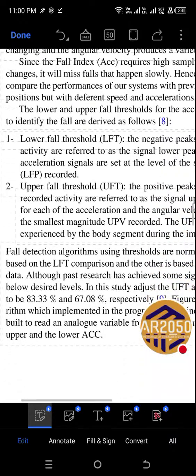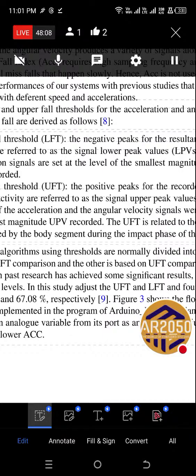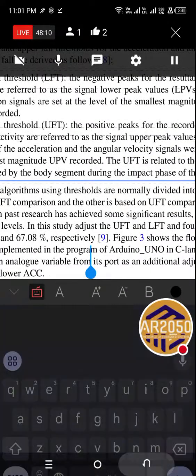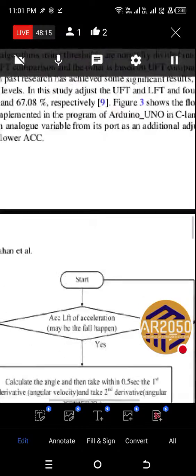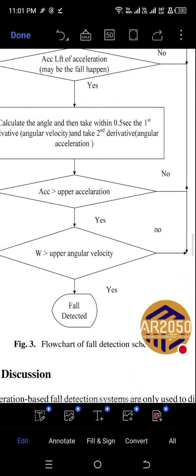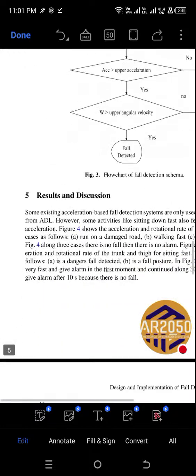Okay, lower fall threshold, the negative peak for the results. So this is the overall flow chart. It starts with acceleration, maybe a fall happened, calculate the angle and then take 0.5 second and derivative, and take second derivative. Acceleration is greater and upper angular velocity, so that's how they make it.